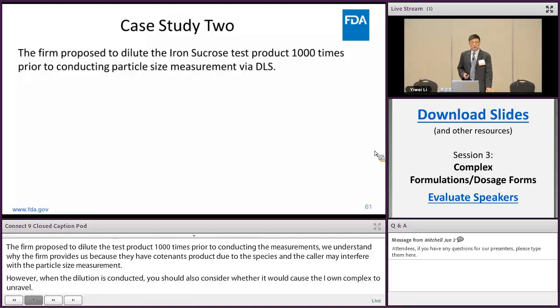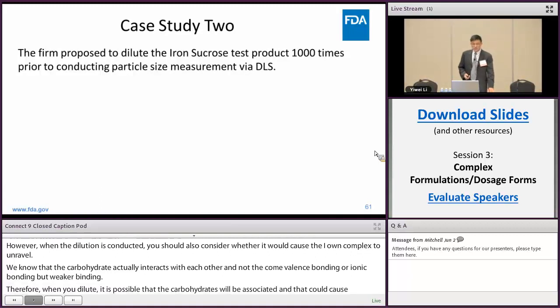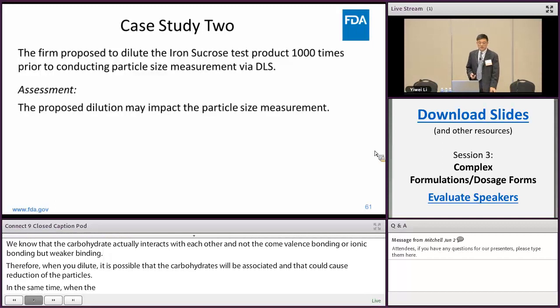We know that the carbohydrate and the iron core, they actually interact with each other, not really via covalent bonding or ionic bonding, but weaker bonding. Therefore, when you dilute, it is possible that the carbohydrate will dissociate, and that may cause the reduction of the particle size. At the same time, when the carbohydrates dissociate, the iron core may actually aggregate, and that may in turn increase the particle size. Therefore, the assessment is that the proposed dilution may impact particle size measurement.